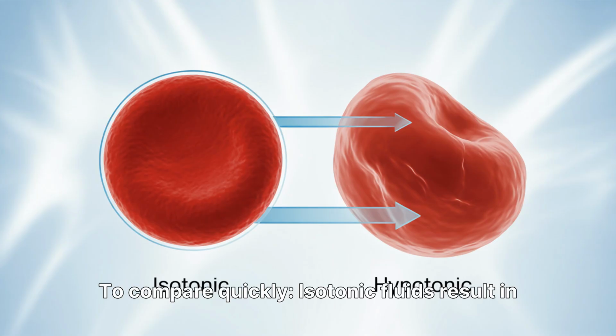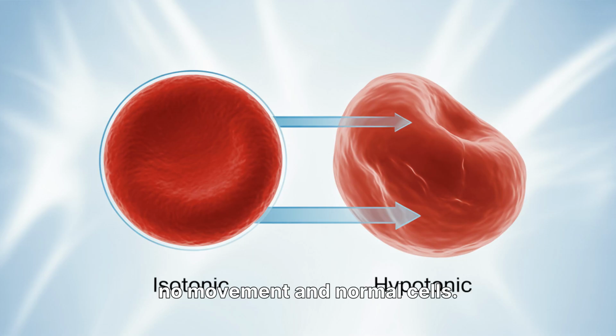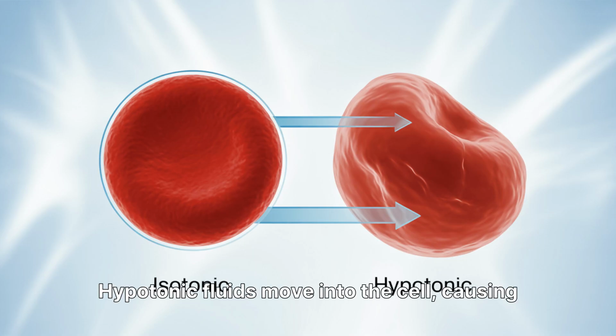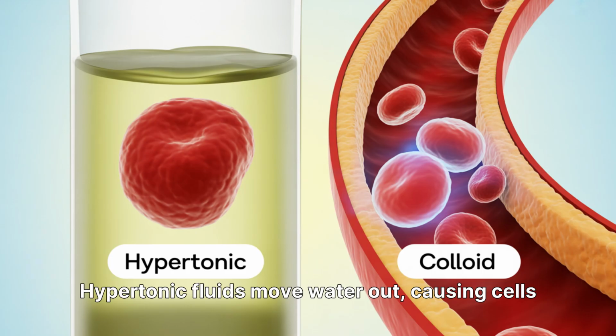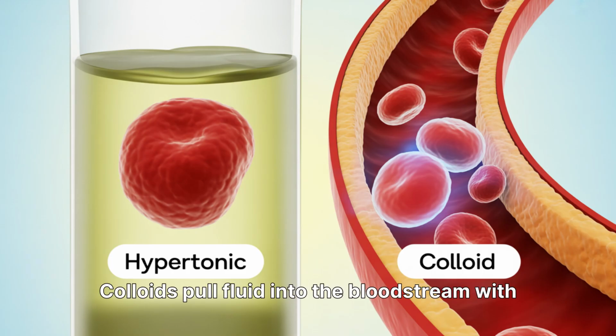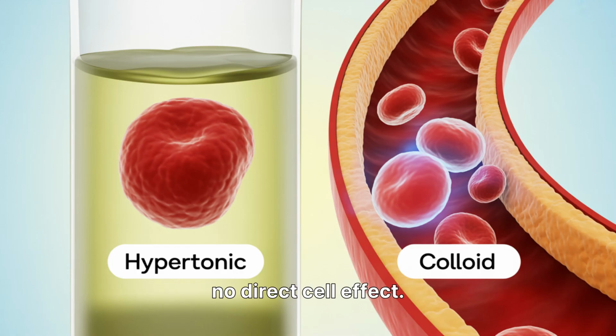To compare quickly, isotonic fluids result in no movement and normal cells. Hypotonic fluids move into the cell, causing it to swell. Hypertonic fluids move water out, causing cells to shrink. Colloids pull fluid into the bloodstream with no direct cell effect.